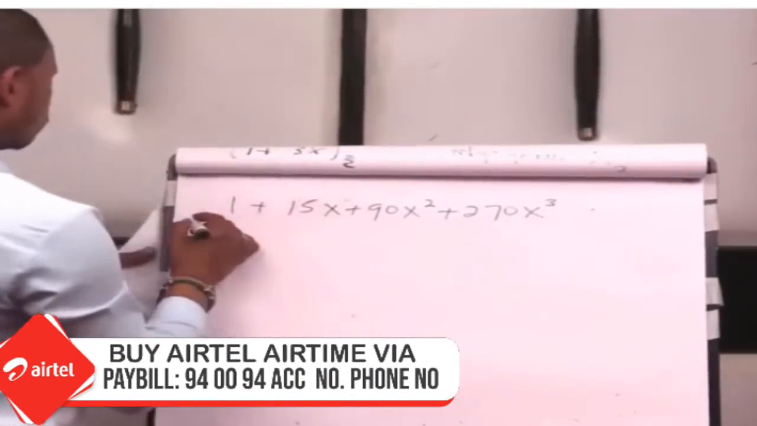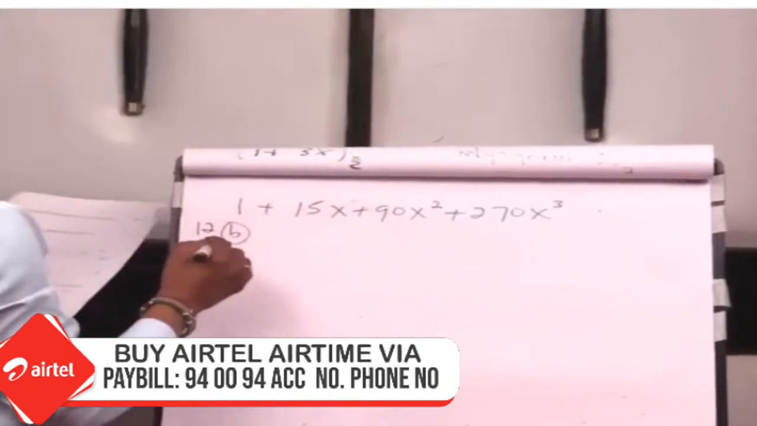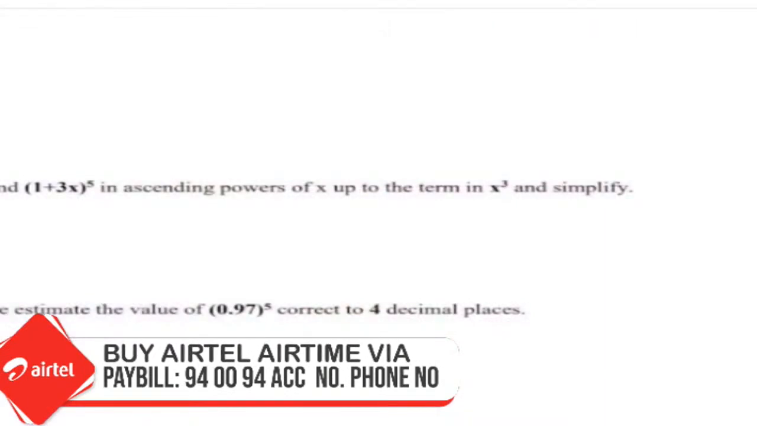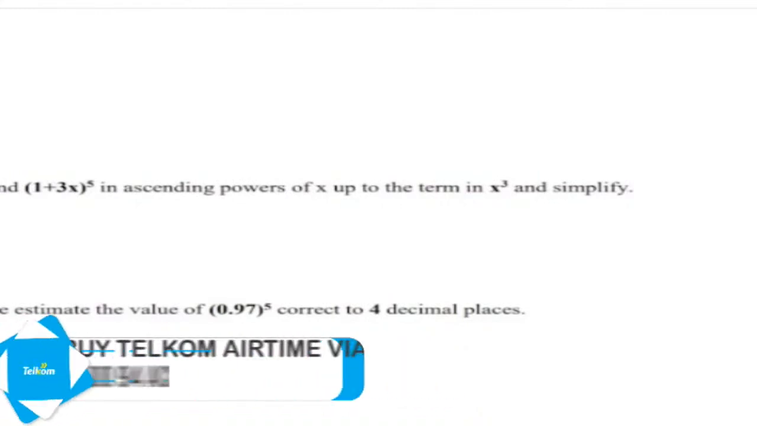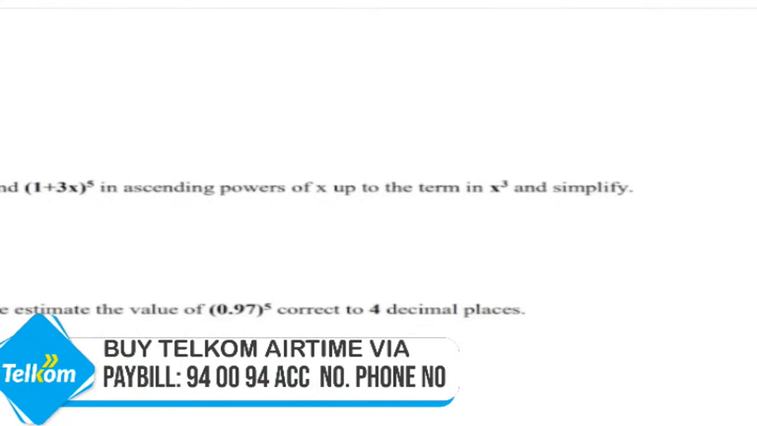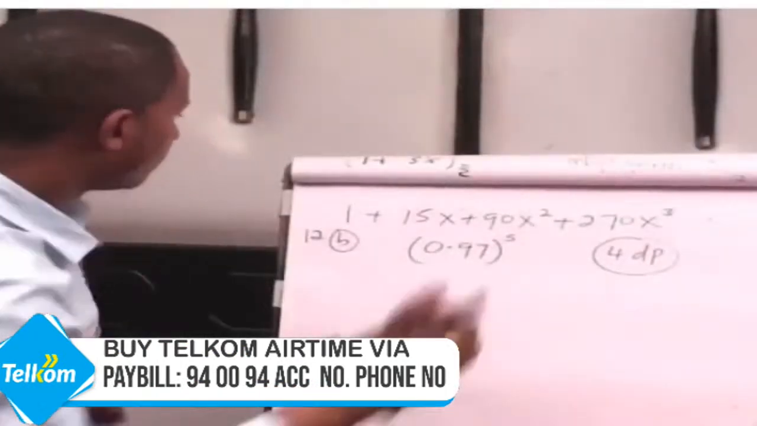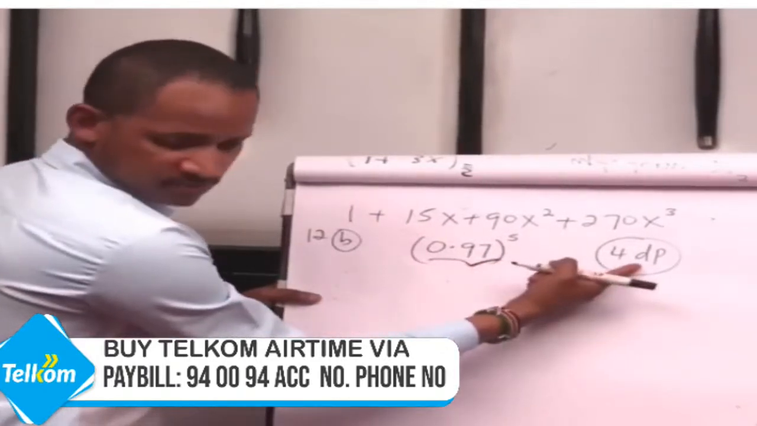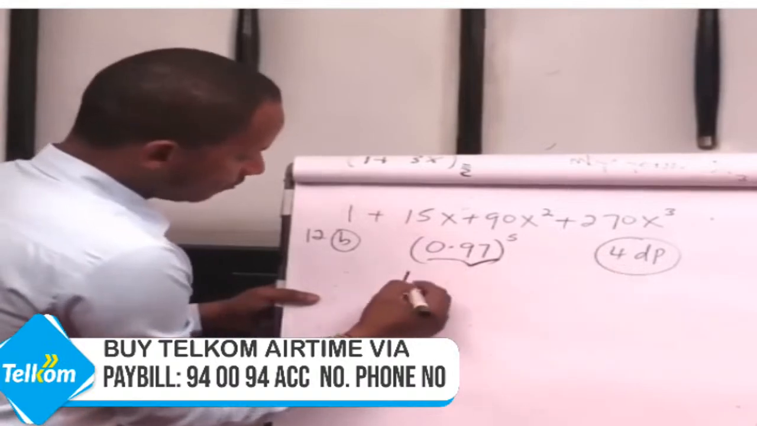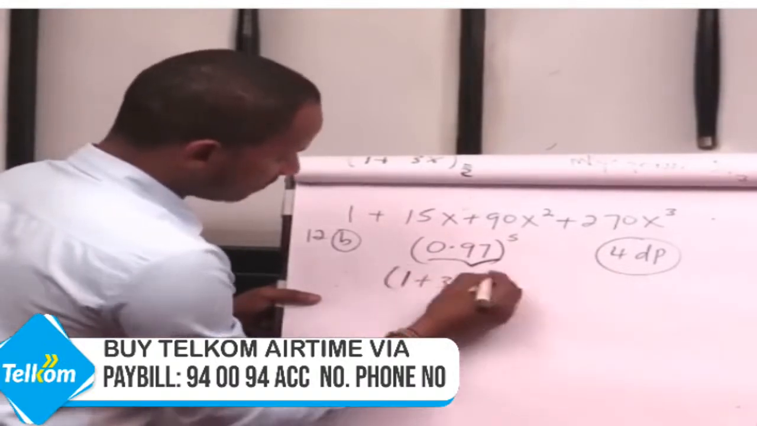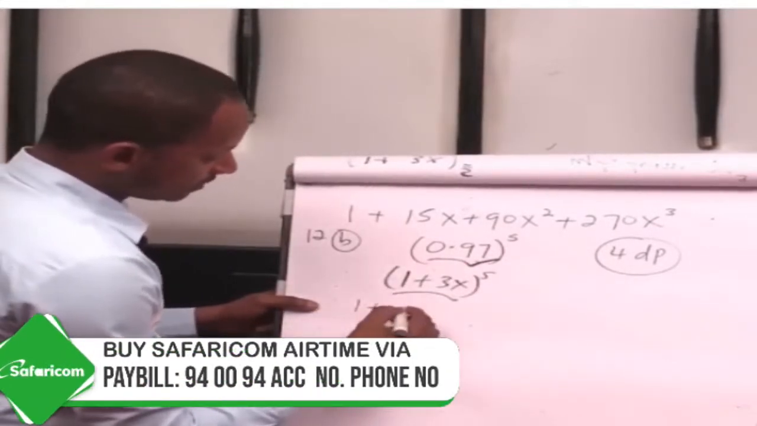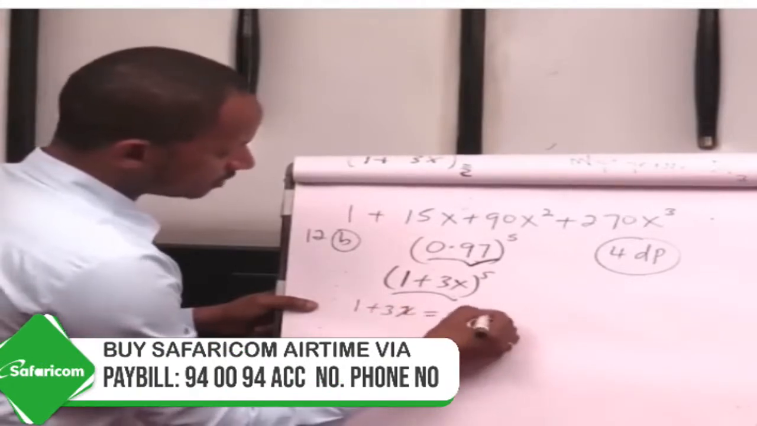Part 2, part B, 12B, says, hence estimate the value of 0.97 raised to power 5, correct to 4 decimal places. Remember, you are told, hence estimate this value correct to 4 decimal places. So this, we were given 1 plus 3x raised to power 5. So this and this, you equate them. So 1 plus 3x equals 0.97.